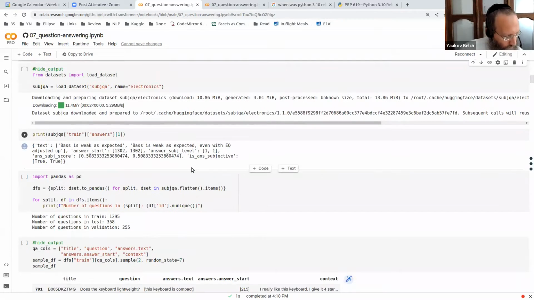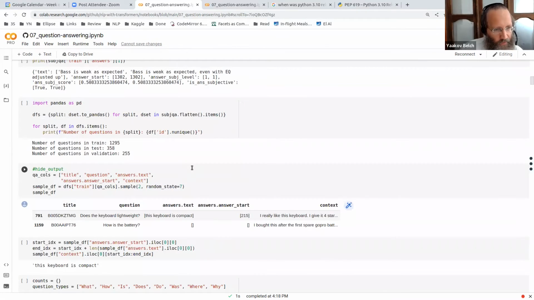So they load the data set, and something which is not discussed in this notebook, but in the chapter, is that you have different data sets. So the SubjQA data set is quite small. So we have over here about 1,300 queries, which is not a lot.